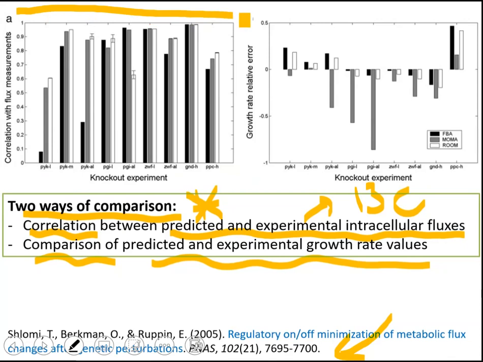So here, they compare the correlation with the flux measurements. Black represents FBA correlation. So if they use FBA growth maximization to predict the flux distributions of the knocked out organism. And here they have applied their algorithm to a number of knockout organisms. So PYK1, PGI, ZWF, GND. So in total, I think 9 different cases. So different knockout organisms and their 13C based experimental fluxes were used to compare MoMA and ROOM predictions.